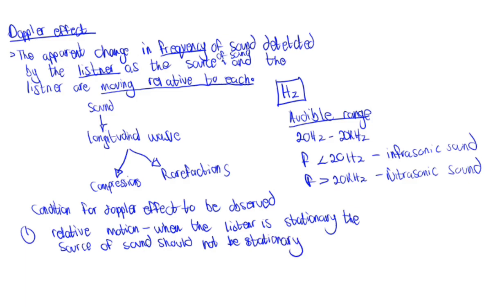So relative motion is just saying that the source of sound and the listener cannot both be stationary. One has to move while the other is stationary. You understand? That's what relative motion means. So in order for the Doppler effect to be observed, we need relative motion, where if the listener is standing still, the source of sound is moving. If the source of sound is standing still, the listener is moving. That's the condition required for the Doppler effect to be observed.